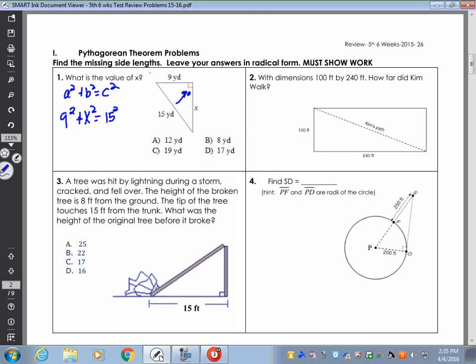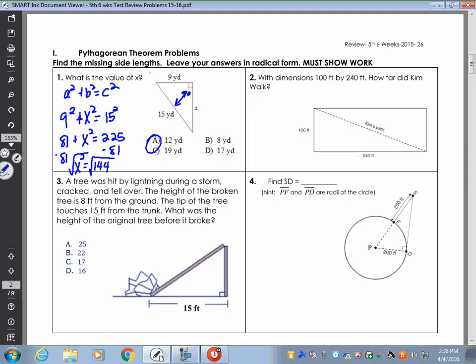Hypotenuse is always opposite the right angle. So 81 plus x squared equals 225. And then to solve for x squared, we're going to have to subtract 81 from both sides. x squared is going to equal 144. And then we're going to take the square root of that. I believe that's right. Yeah. And so we should see that our answer is A.